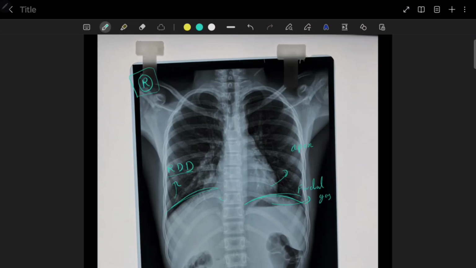Okay, then you see the aortic knuckle here. The aortic knuckle is usually seen on the left side. So these are the key features. By this you determine the side of the X-ray.